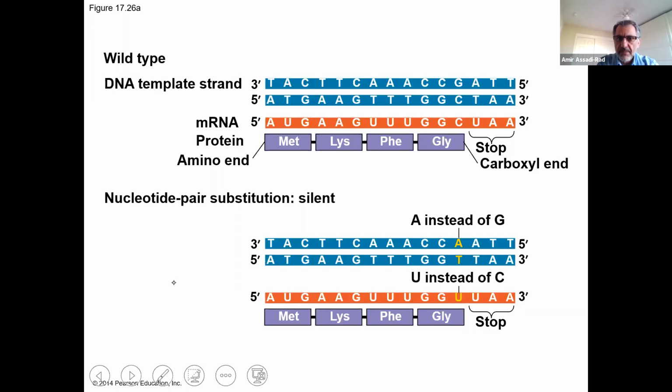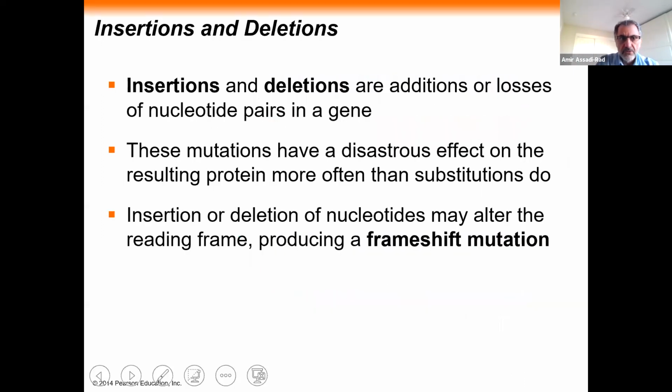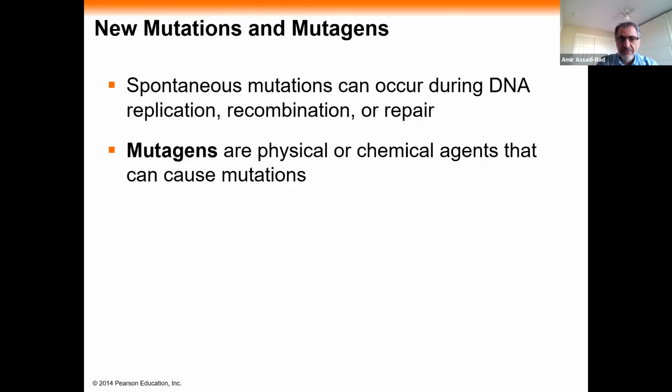Then wild type here and nucleotides. Again, we're talking about different types of mutation, insertion and deletion. If you insert or you delete, we talked about these a little bit for the chromosomes. You remember that? But here they are on a DNA level.